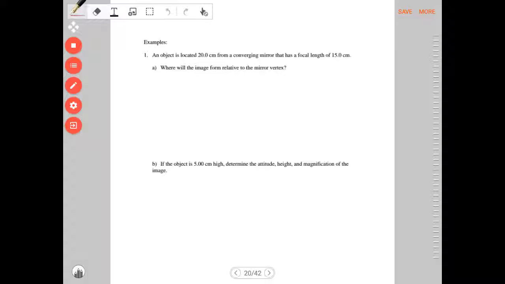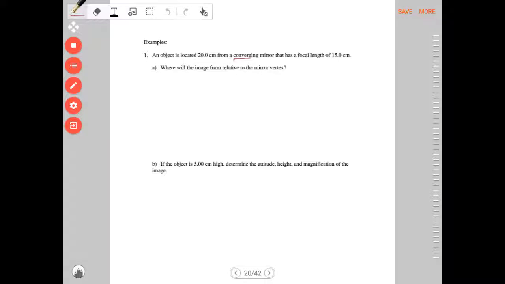Examples. Number 1: an object is located 20.0 centimeters from a converging mirror that has a focal length of 15. Where will the image form relative to the mirror vertex? Before we do this, we're going to draw a little picture so we can see what's what and how it all works.